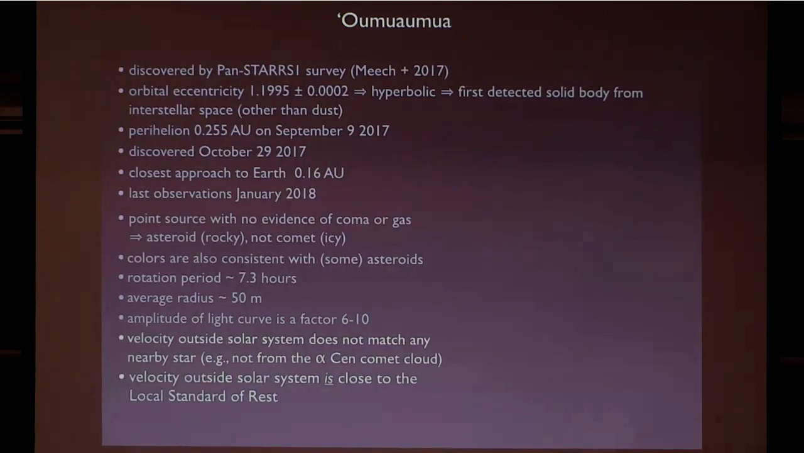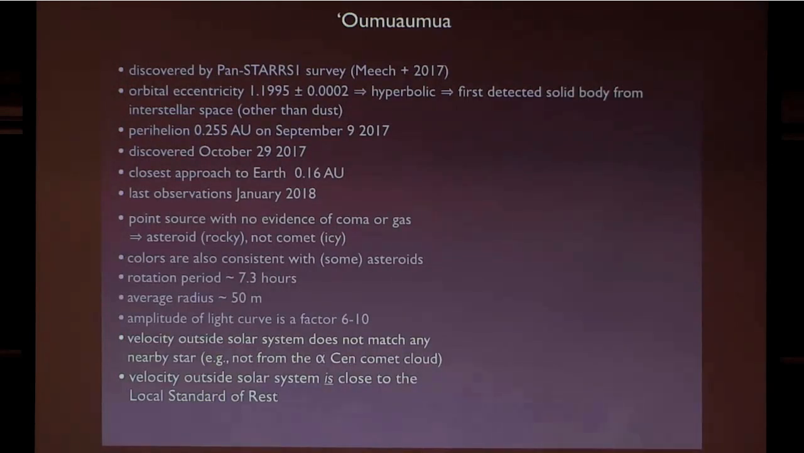You can extrapolate its velocity back until before it encountered the solar system. That velocity doesn't match any nearby star. For example, I've argued already that the comet cloud extends a significant fraction of the way to Alpha Centauri, but its velocity definitely doesn't match Alpha Centauri, so it's not an Alpha Centauri comet. On the other hand, its velocity outside the solar system is close to the velocity of the local standard of rest, which again suggests that it's been coming from interstellar space.